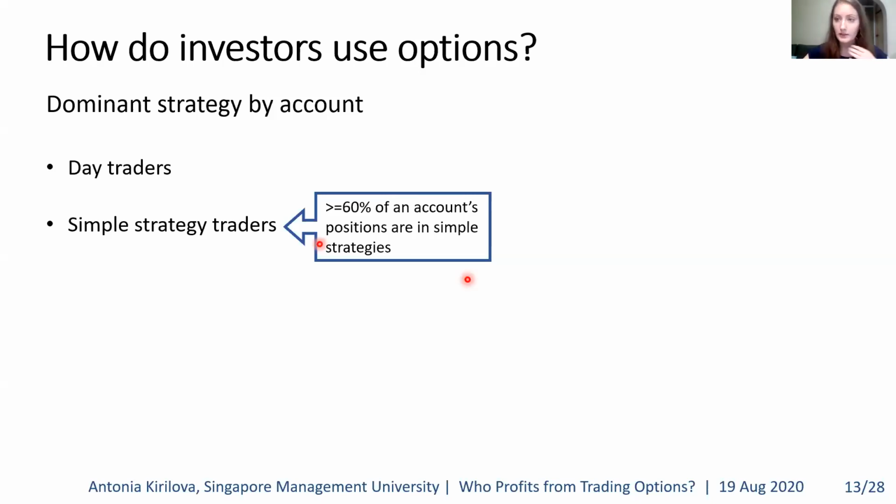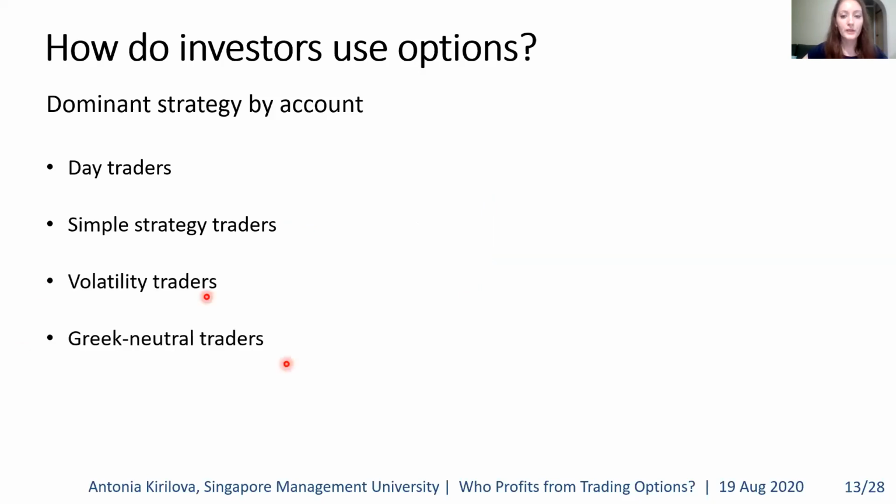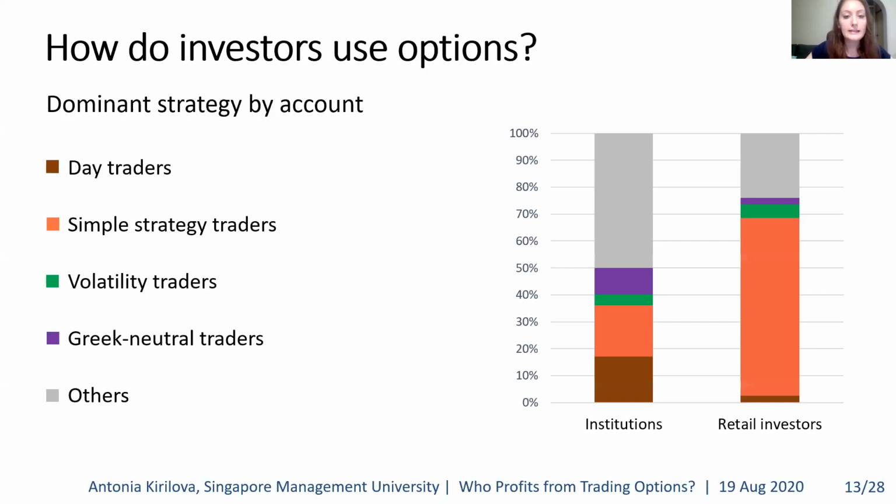And using the same 60% cutoff definition, we define volatility traders as those who hold volatility positions at least 60% of the time, and Greek neutral traders are the accounts who hold Greek neutral positions at least 60% of the time. And again, we have the remaining category, others. In this category are accounts that have a dominant strategy that we are not able to recognize, so it doesn't fall into any of the other categories. And there are also accounts who switch a lot between the different strategies, so they do not have a dominant one. And we can see that for institutions, a lot of them fall into the others category.